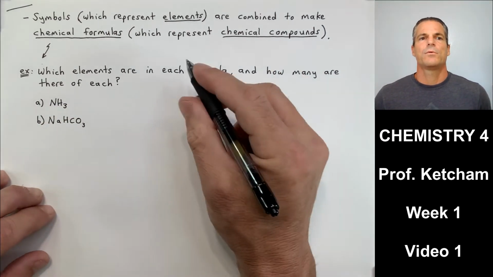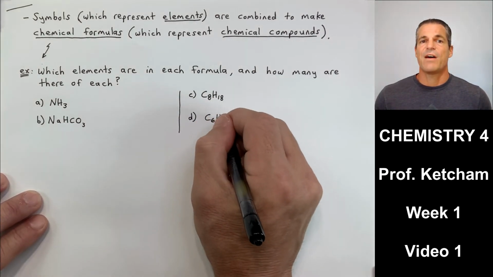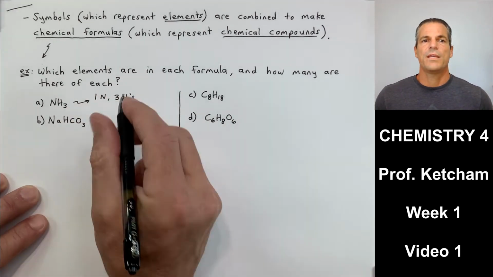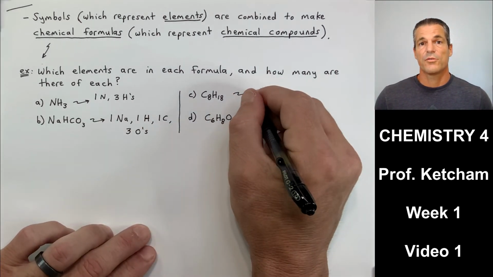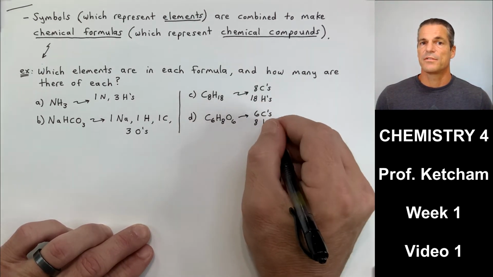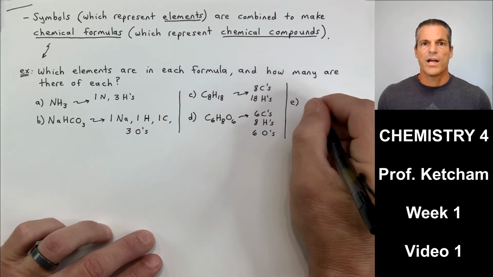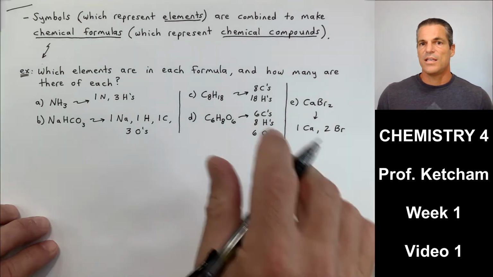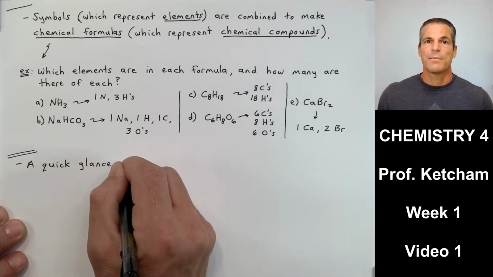All right, so let's do an example. Which elements are in each formula, and how many are there of each? Really, you just have to have eyes to do this. So for NH3, there's one N and three H's. For B, NaHCO3, there's one Na, one H, one C, and three O's. C8H18, well, that's 8 carbons and 18 hydrogens, right? So what you're seeing there in A, B, C, D, and E, the first thing I'm writing, like NH3, NaHCO3, C8H18, and then E is CaBr2, those are chemical formulas, and they represent chemical compounds.